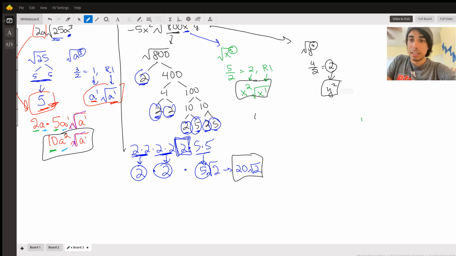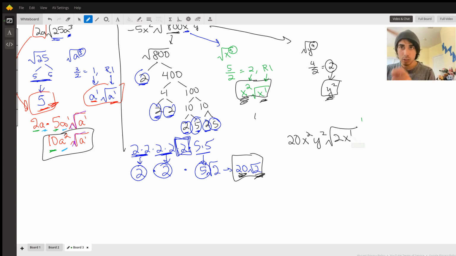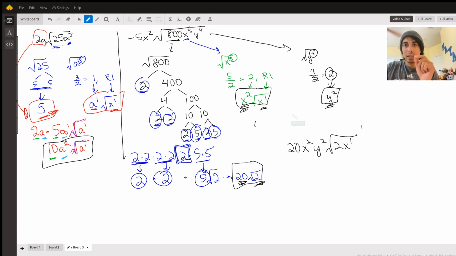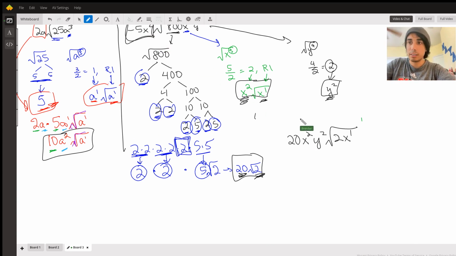Let's combine everything together. So on our outside, we've got a 20, an x squared, and a y squared. And then on our inside, we've got a 2 and an x to the 1. All right? And we're almost done. Just don't forget, go back and multiply it by whatever was sitting on the outside back at the beginning. So this guy right here, that negative 5x squared. I'm going to bring that down and multiply it right here.